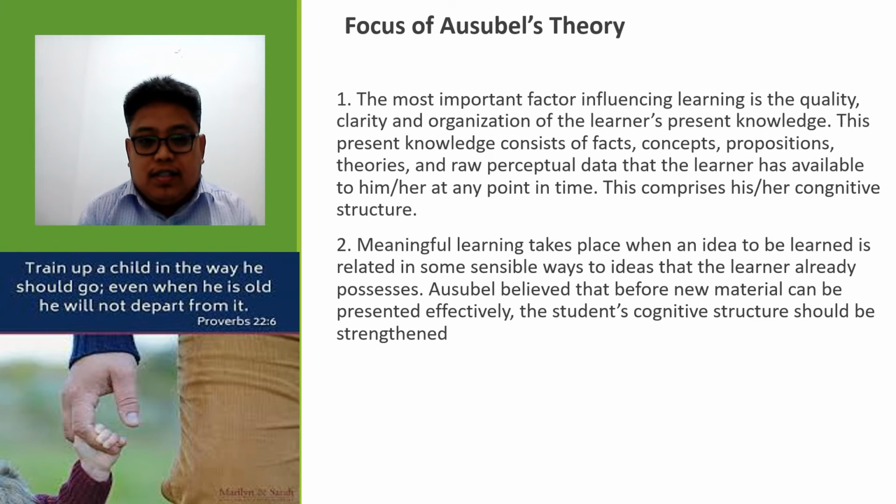Focus of Ausubel's theory. Number one, the most important factor influencing learning is the quality, clarity, and organization of the learner's present knowledge. This present knowledge consists of facts, concepts, propositions, theories, and raw perceptual data that the learner has available to him or her at any point in time. This comprises his or her cognitive structure.